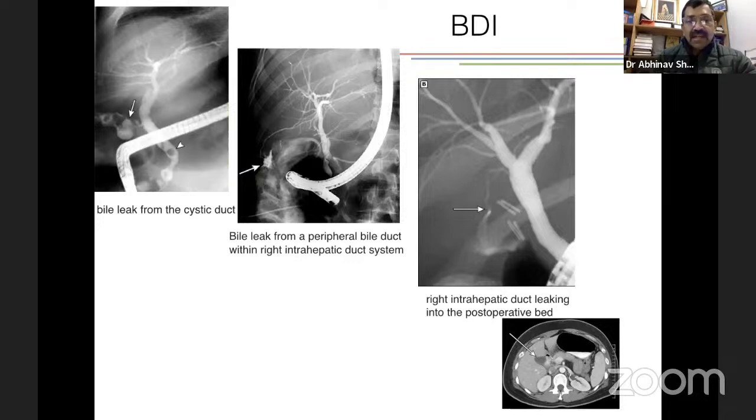Now, the second and third panels are type C injuries, bile leak from a peripheral duct, and you can see a collection there. And in the second page, the third panel, again, there is a demonstration of bile leak from a peripheral duct into the postoperative bed. And in the CT, you can see a small collection there.